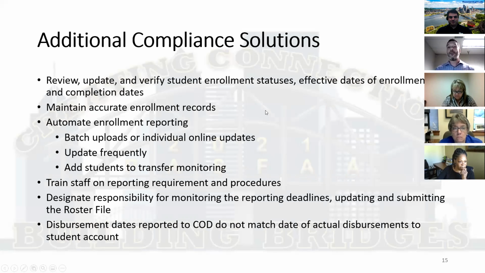So we can review, update, and verify student statuses, the effective date of the enrollment agreement, and the completion date. Maintain these enrollment records for a period of time. Try to use automated or electronic batch uploads or individual online updates for some of these late drops. Make sure that they're timely. Update more frequently, even though you know that you're on a 60-day schedule.